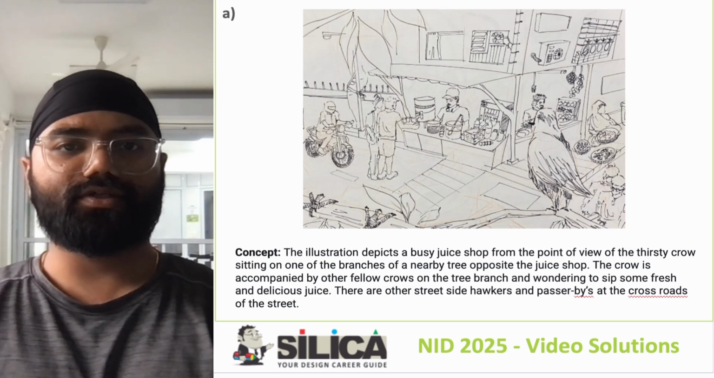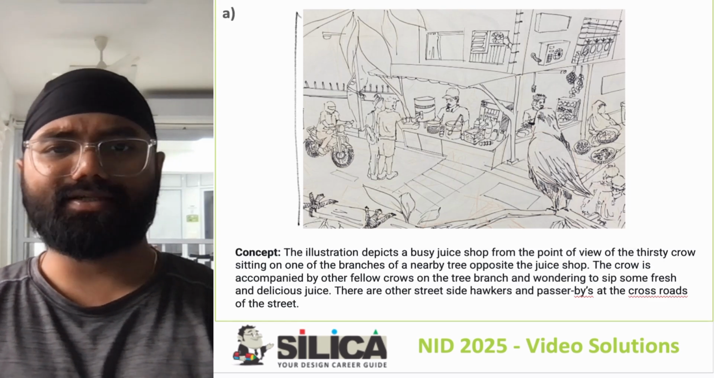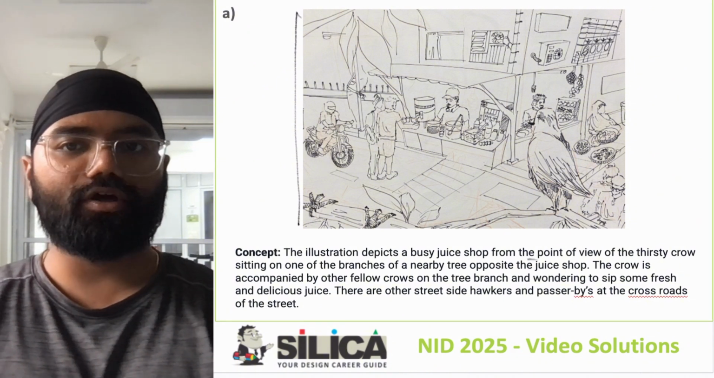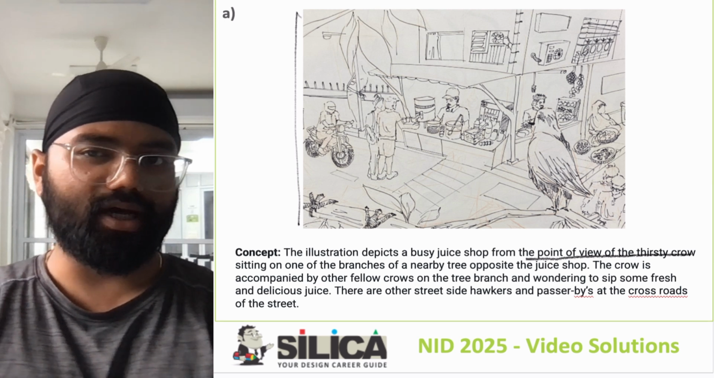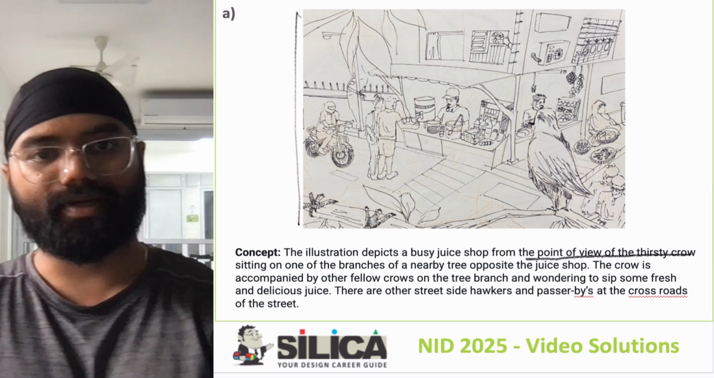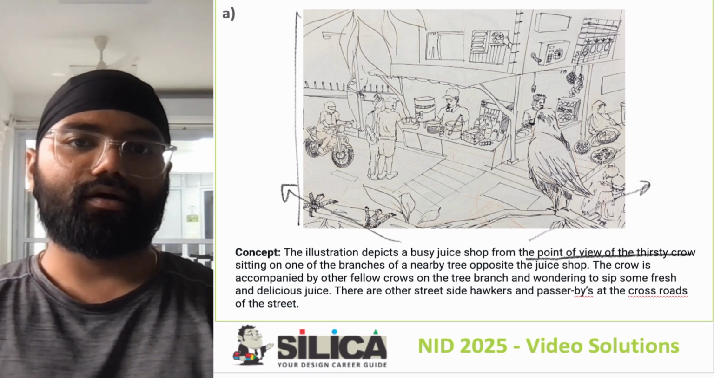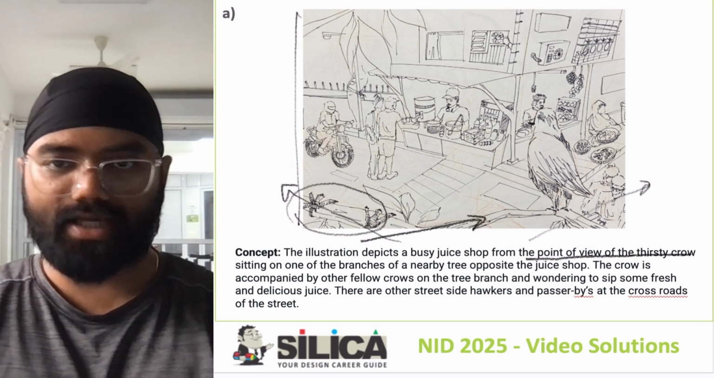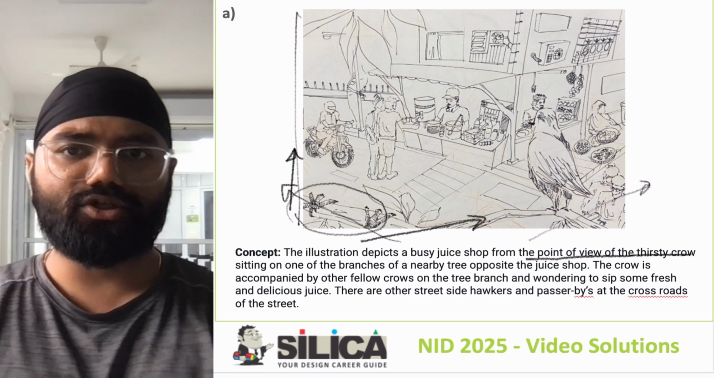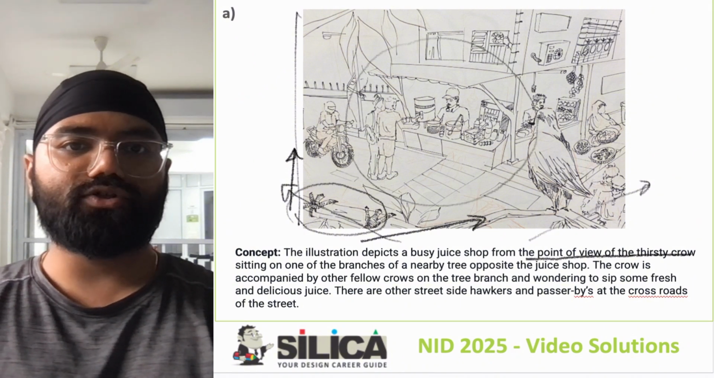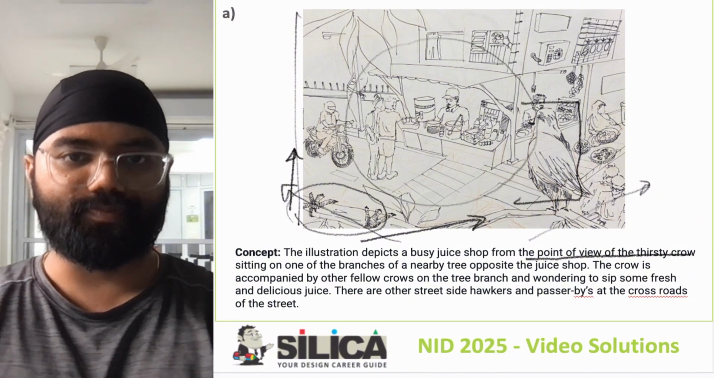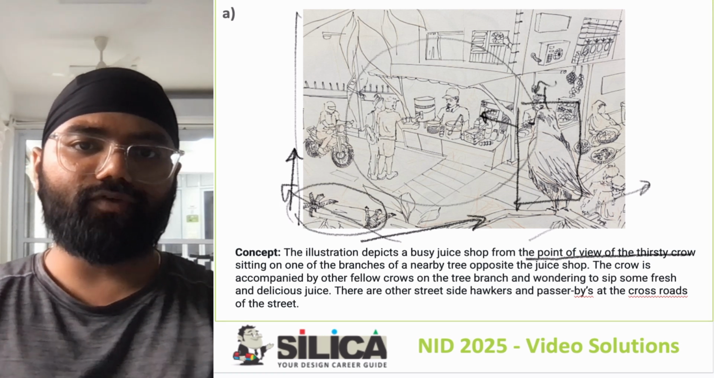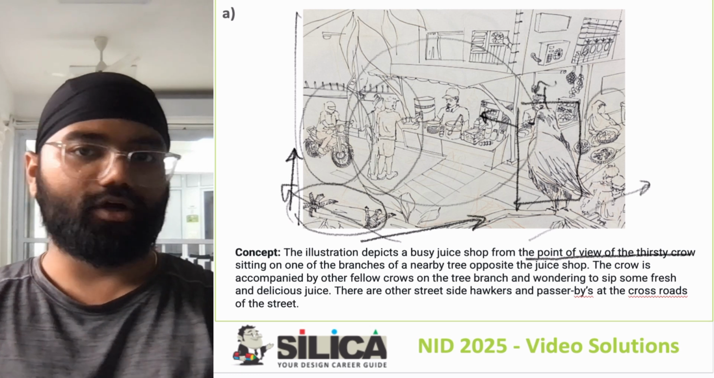So here's part A of the solution, where they've asked us to imagine that you are the crow itself and you need to draw the juice shop from that bird's eye perspective, from the crow's perspective. In the solution, from the crow's perspective, they are sketching everything, who is sitting on the branch opposite to the shop. You can also see there are other crows as well, along with this particular guy who's watching the whole place. And everyone is staring at the juice stall across the road.